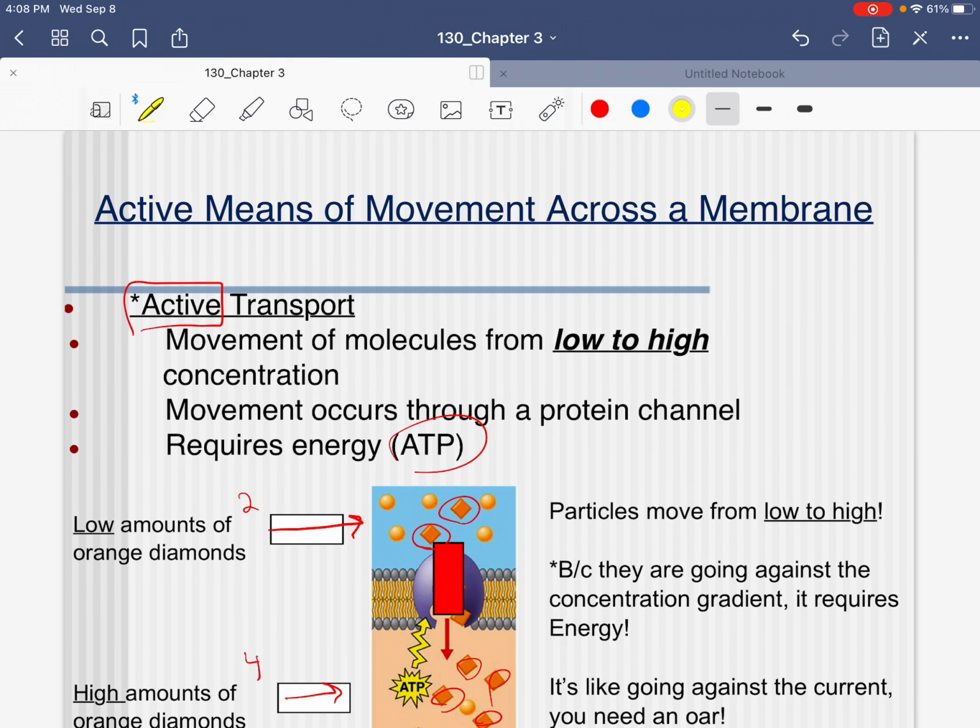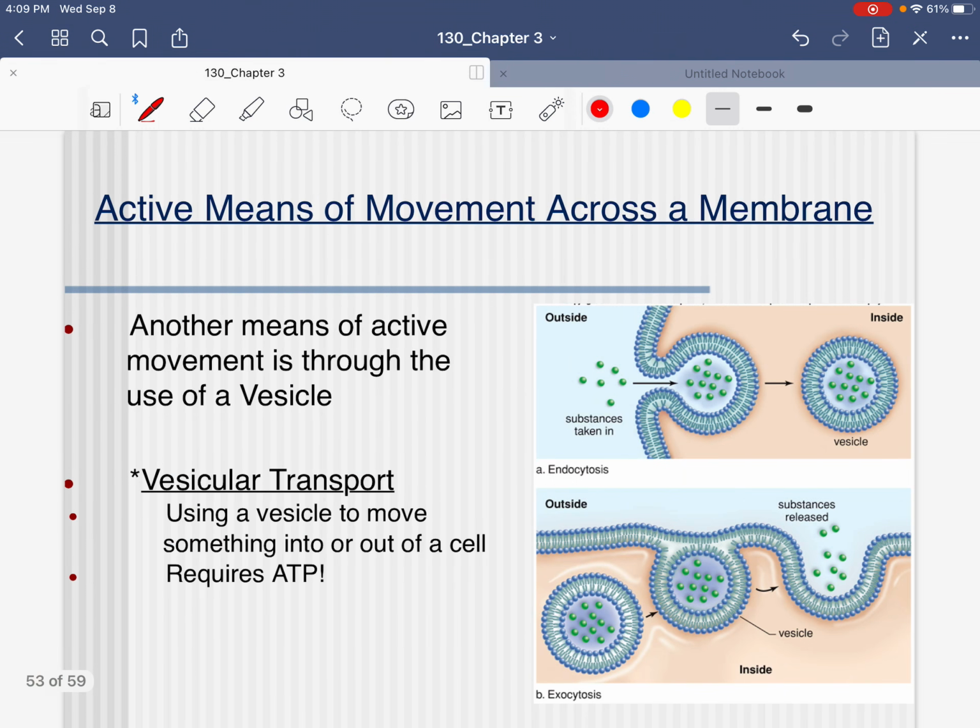Well, sometimes you actually want to move things against the concentration gradient. So instead of using diffusion from high to low, which is passive, sometimes you really want to move these orange things from low to high. Listen, folks, if you're going against the concentration gradient, you will absolutely need ATP. Just like trying to row upstream. If I'm going downstream from high to low current or pressure, it's passive. But if I want to go against the current, I need some energy. And that's exactly what active transport is. We need energy because we're trying to move something from low to high.